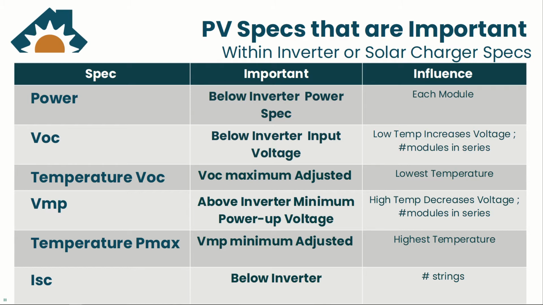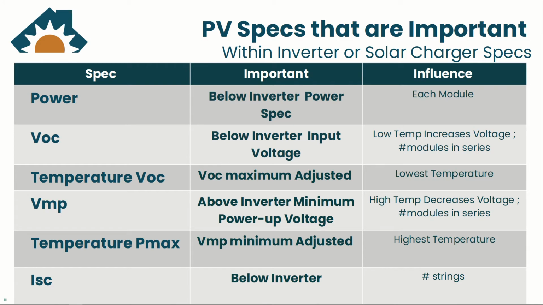Open circuit voltage is the maximum voltage that the module can output. As temperature decreases, this causes the open circuit voltage to rise. So in order to make sure you don't connect too much voltage to the inverter, you need to consider the lowest temperature and calculate this using the temperature open circuit voltage coefficient. Using this coefficient, you can calculate the temperature adjustment and thus the max voltage. Each module connected in series in a string increases the open circuit voltage.